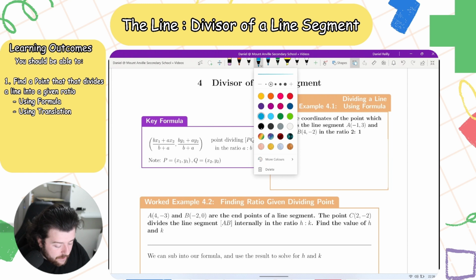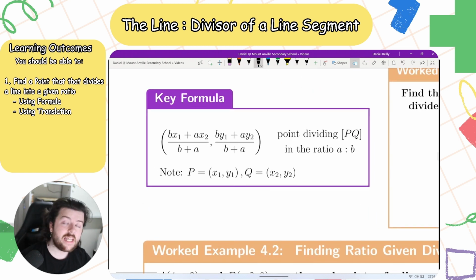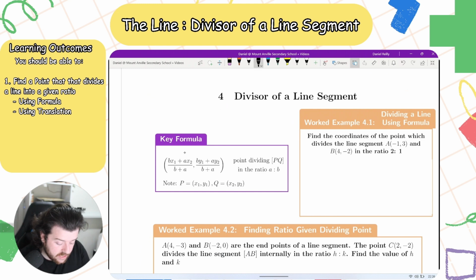So here's the formula. This is in your log tables. It's a point dividing PQ in the ratio A is to B, where P is x1, y1, and Q is x2, y2. So these are my two endpoints of my line segment, and I want to divide it in the ratio A is to B. So it's B times x1 plus A times x2 all over B plus A. That's my x coordinate. B times y1 plus A times y2 all over B plus A, and that is my y coordinate.